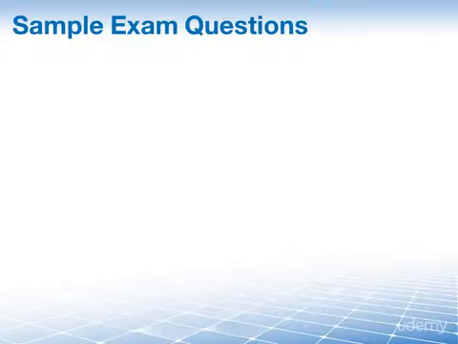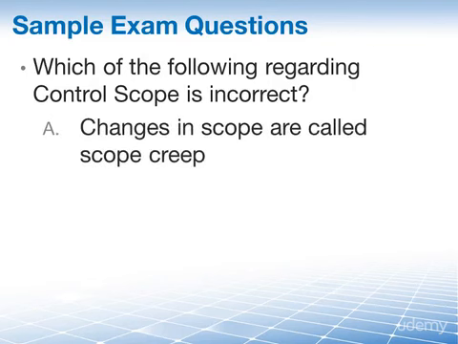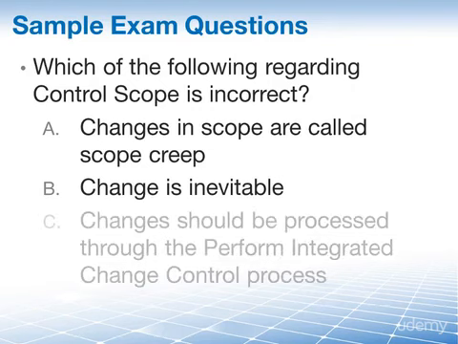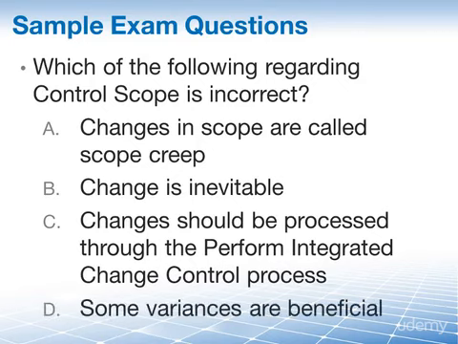Let us end this lesson with a PMP exam sample question, which reads, which of the following regarding control scope is incorrect? Is it A, changes in scope are called scope creep? B, change is inevitable? C, changes should be processed through the perform integrated change control process? Or is it D, some variances are beneficial? Again, I'll give you a few seconds here for this.